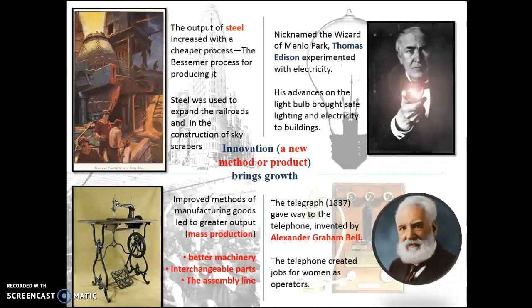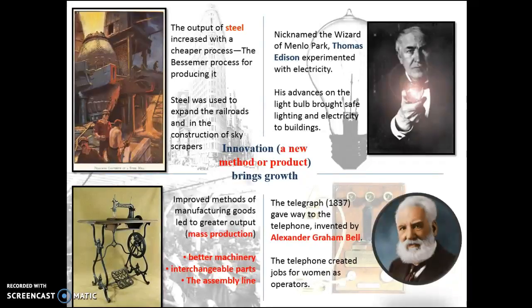So now you have cities that are going to start to get developed and just come up because the skyscrapers go up instead of sideways. And the railroads are going to make it easier for people to travel. Then you have Mr. Thomas Edison. He was nicknamed the Wizard of Menlo Park. He experimented with electricity. His advances on the light bulb brought safe lighting and electricity to buildings. So now you can start doing stuff later too, like playing games, sports, watching them, and playing them.